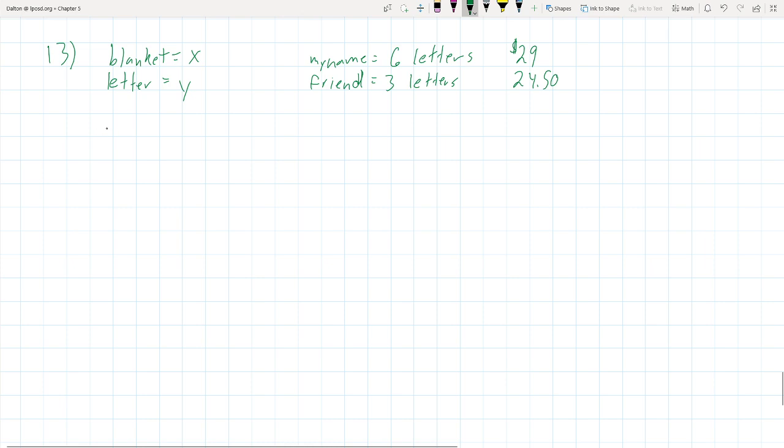So in setting this up, we know that we each got 1 blanket. So we're going to have 2 equations. Maybe I write a little symbol next to this as my blanket and the friend's blanket. So x plus, we have 6 times the cost of each letter, so 6y, and we know that equals 29. Our friend needs 3 letters, and that costs them $24.50.